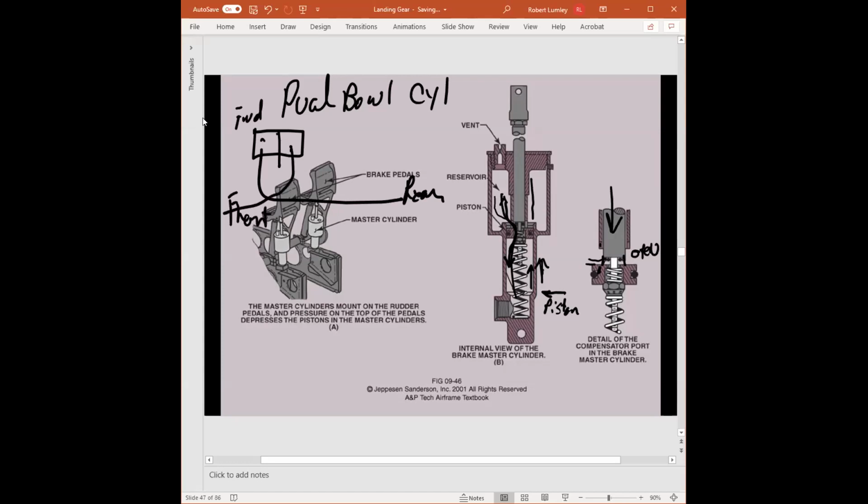My 1965 Mustang had a single bowl master cylinder. The single bowl powered both the front and the rear brakes at the same time. Why did they go from a single bowl and then eventually make it mandatory to have dual bowl? Well, redundancy. Here's what happened to me and why they eventually came up with that rule.